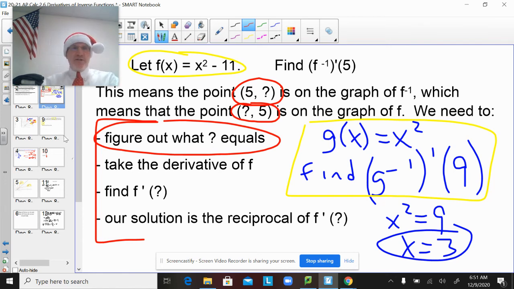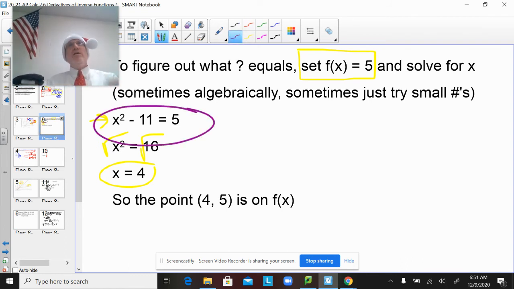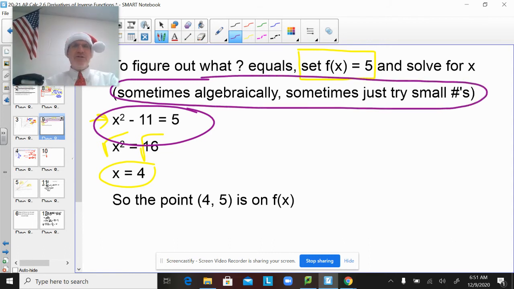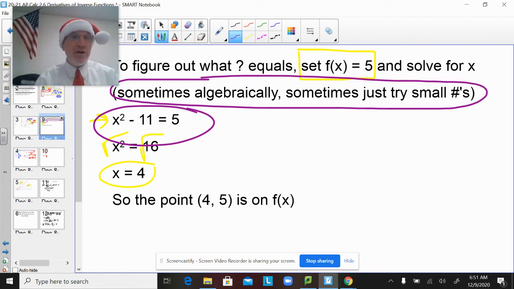Now, this equation, x squared minus 11 equals 5, was easy to solve. Sometimes it might be a little trickier to solve. I'm going to come back to this sentence here. It says either solve it algebraically or sometimes just try small numbers. If it's an equation that looks difficult to solve, they're not going to give you one unless the answer is like 1 or -1 or 2 or -2 or 3 or -3. So you may just have to try some small numbers to figure out what works.